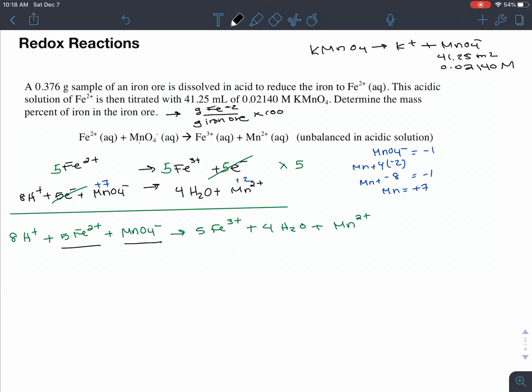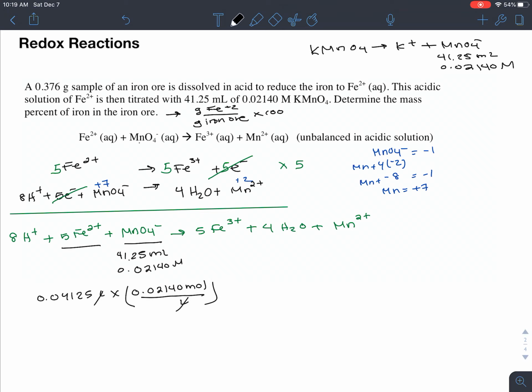Now I want to solve for my mass of iron. Well, I know that I have 41.25 milliliters and 0.02140 molarity of permanganate. Well, I can use that to get moles and then use my mole ratio and molar mass to get my answer. So I start with my volume in liters times my molarity.